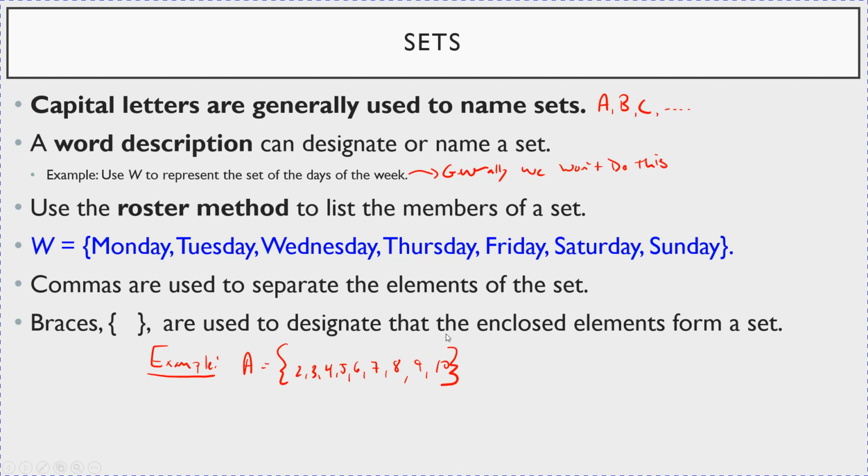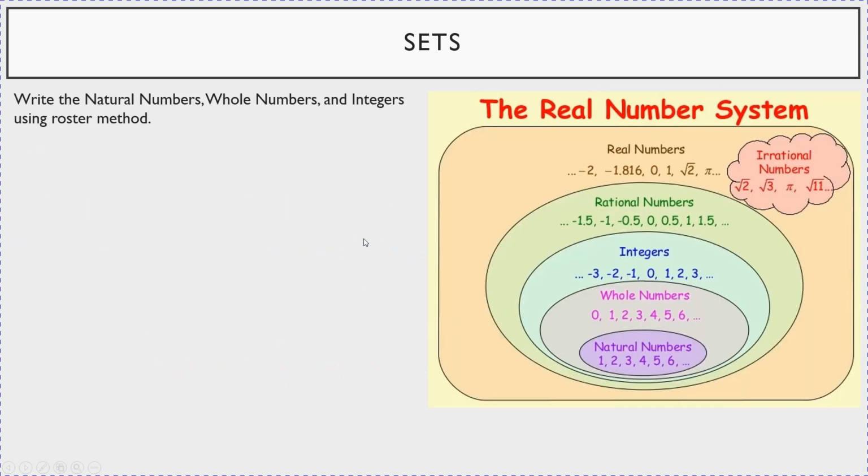Now I want to talk about some of the number systems in mathematics as sets. We have the real number system over here, and you can see the circles represent the number systems, and what's enclosed in each. If you look at the innermost circle, you have the natural numbers, which start at 1, 2, 3, 4, 5, 6. They go on forever. Whole numbers include the natural numbers plus 0. Then you have integers, which are the whole numbers, 0, and the negatives, the opposites of the whole numbers. Then you have rational numbers, real numbers, and irrational numbers.